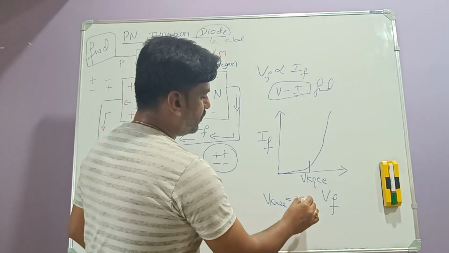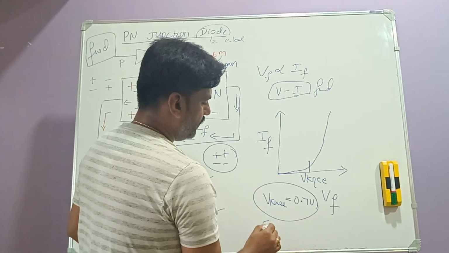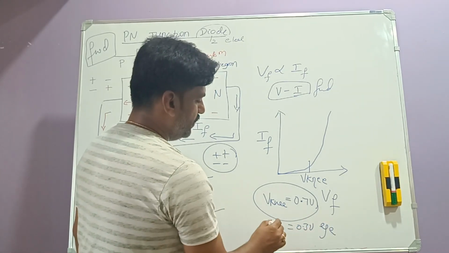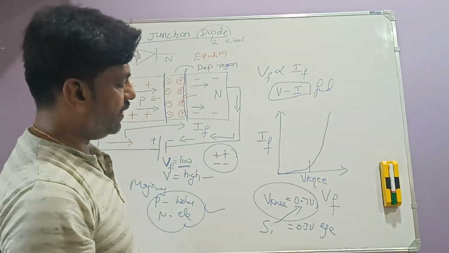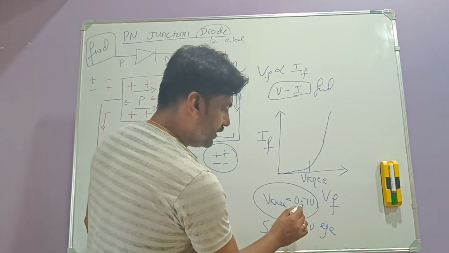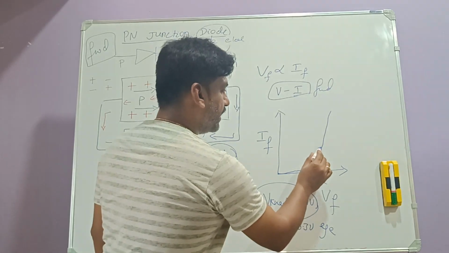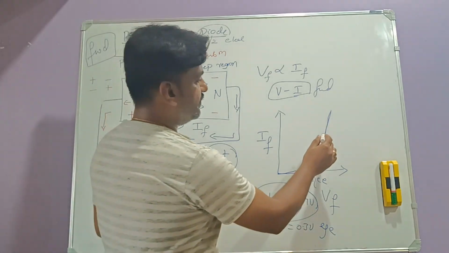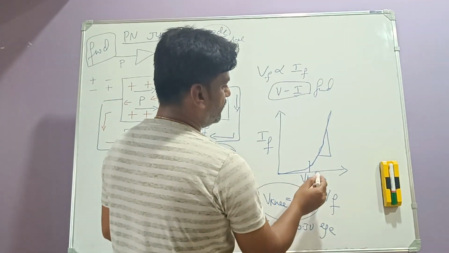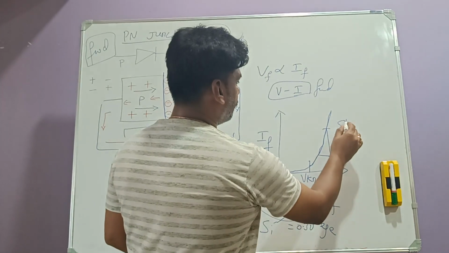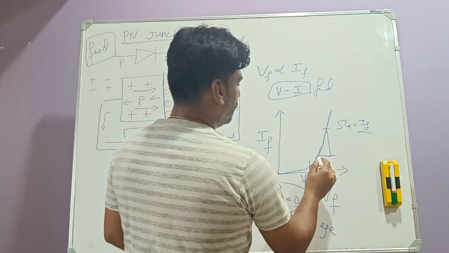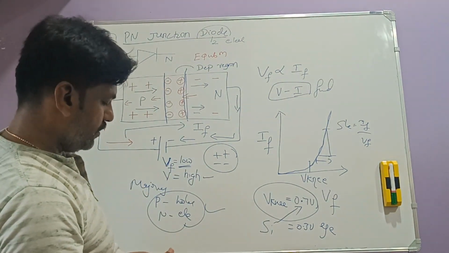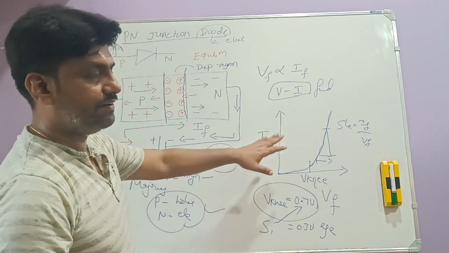which is 0.7 volts for silicon and 0.3 volts for germanium, right? For silicon 0.7, 0.3 for germanium, meaning at this voltage the current is going to increase exponentially, that is the meaning. If you want to take the slope from this, you can take the slope like this. This value is IF and this value is VF. This is the slope, right? So this is the forward biasing VI characteristics.